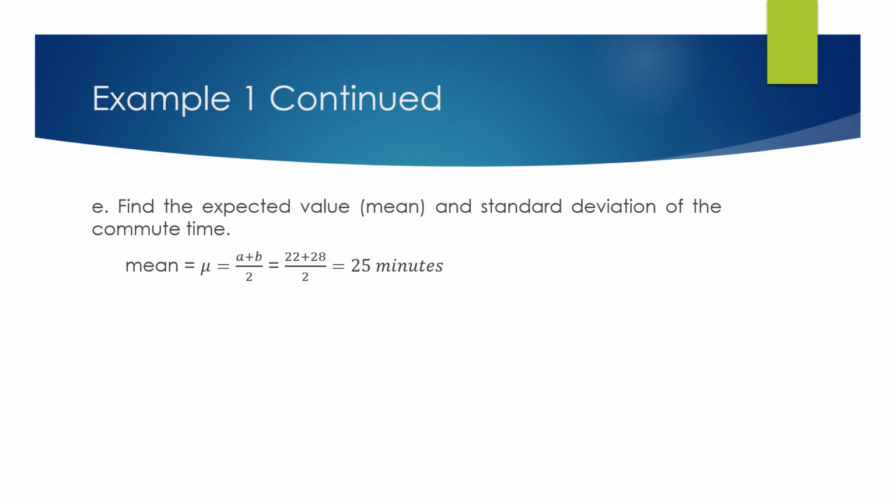The standard deviation, as always, doesn't really make specific sense. It's just a formula that you're going to have to follow. So the standard deviation is b minus a divided by the square root of 12. So that would be 6 over the square root of 12, which would be 1.7 minutes.